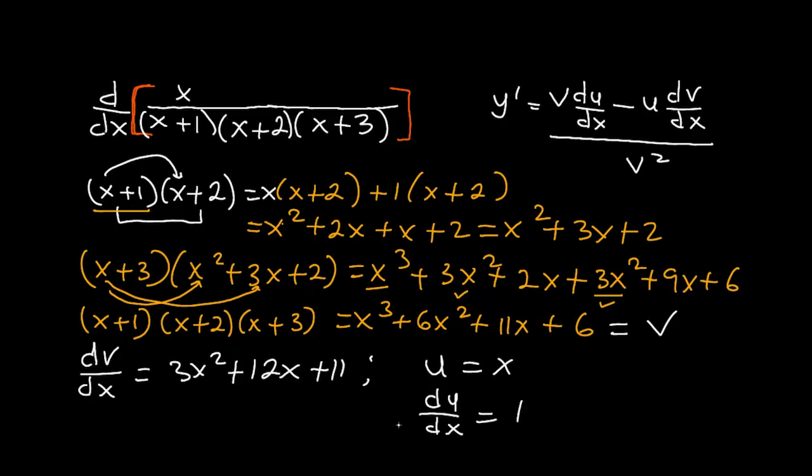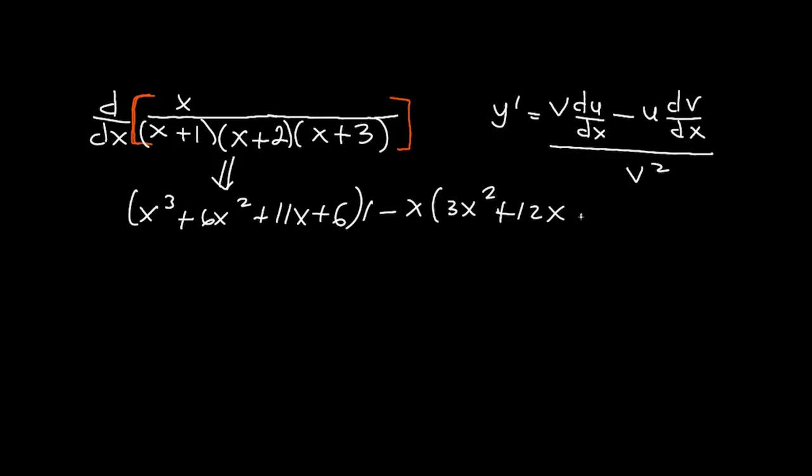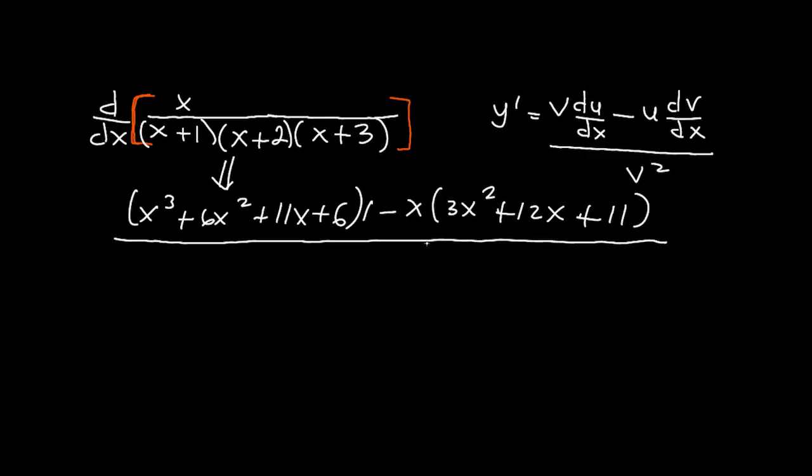Let's begin to do the substitution. If you do our substitution, we're going to have my v is x cubed plus 6x squared plus 11x, and then plus 6, times the du/dx, which is 1, minus u, which is x, times the dv/dx. The dv/dx is 3x squared plus 12x, and then plus 11, over v squared. Your v squared will be (x plus 1) squared, (x plus 2) squared, and then (x plus 3) squared. Okay, so that's what we have.